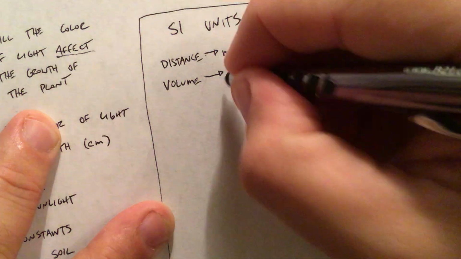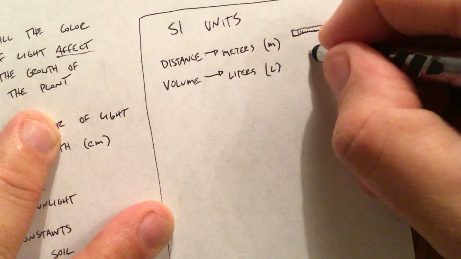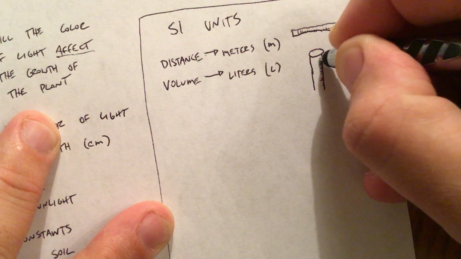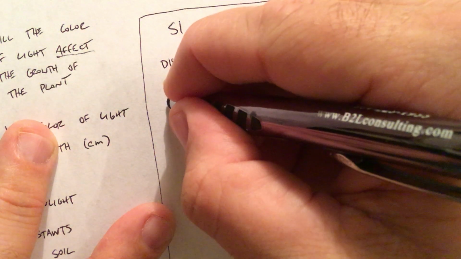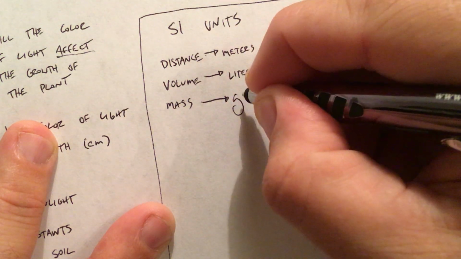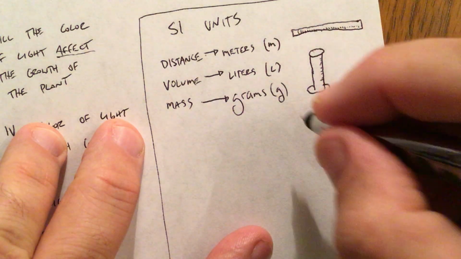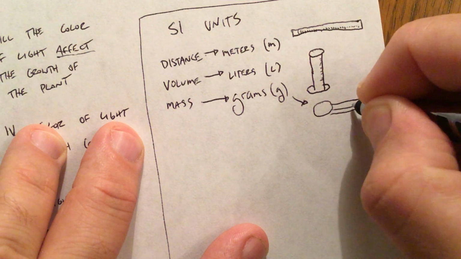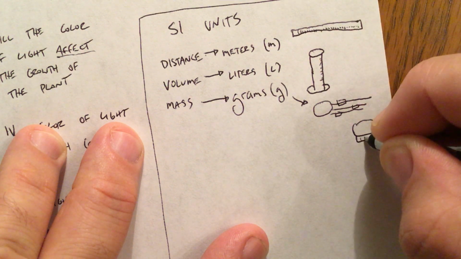If we're doing volume, we do it in liters. And for that, we would use a graduated cylinder. For mass, we're going to use grams, and that's going to be G. And you can measure that with a triple beam balance or a digital scale.